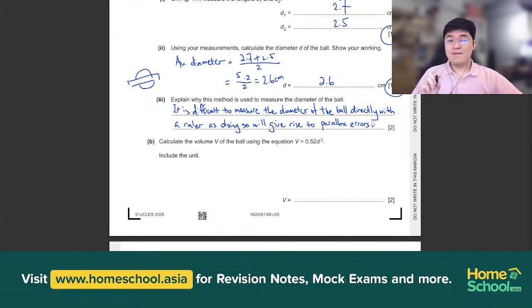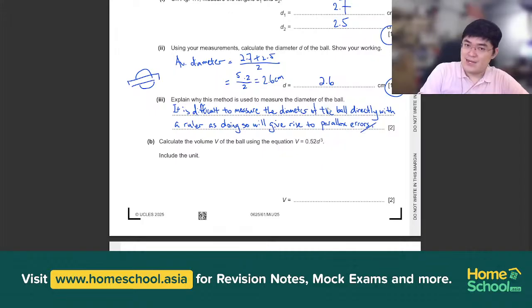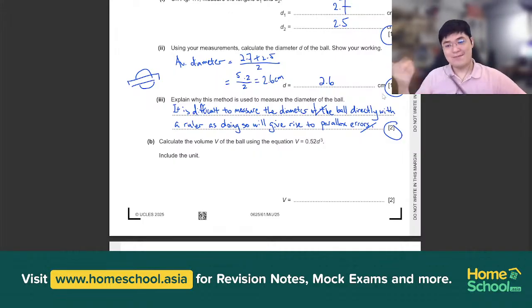So as long as you write a reasonable advantage for the method in question, or if you say it's difficult to measure the diameter directly, or if it's hard to find the center of the ball, you get your first mark. And your second mark comes if you state that using a ruler to measure the diameter directly will give rise to parallax errors. This is your second mark, this is your first mark, and that's how you get your full 2 marks for this question. Straightforward, yeah? As said by Mr. Naran sir, it is easy. Give me a harder one, yeah?